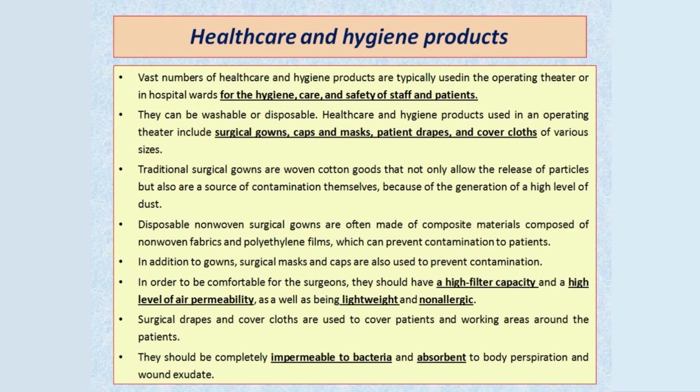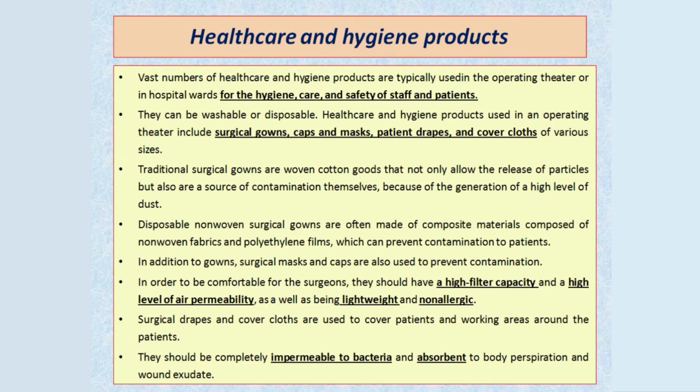And in the case of the properties and requirements of healthcare and hygiene products, we should say that these kinds of products should play some important roles in establishing a hygienic environment and care environment. Also, they are used for the safety of the staff and patients in the hospital area. Surgical gowns, caps, masks, patient drapes, and cover clothes are the most used ones in this field. So contamination level is very important in those kinds of products. So these products should clear the contaminations and also prevent the transfer of this contamination from the hospital environment to the patient or doctor's body.